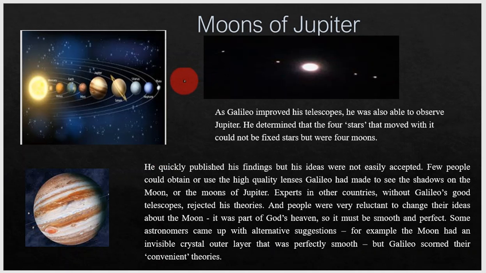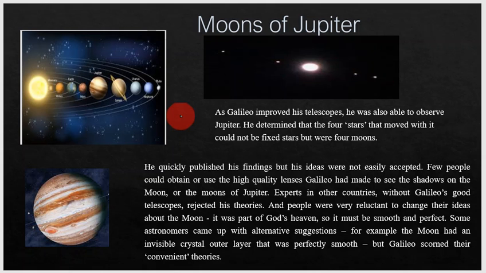So the moons of Jupiter. Not only was Galileo looking at the moon and seeing that what he was seeing under the telescope was contradicting what was written in the Bible, for example, and what the church was saying at the time. Also, he started to look at the moons of Jupiter.